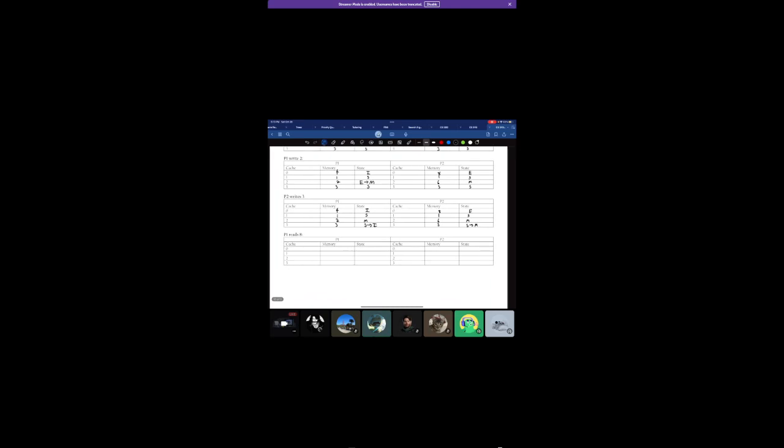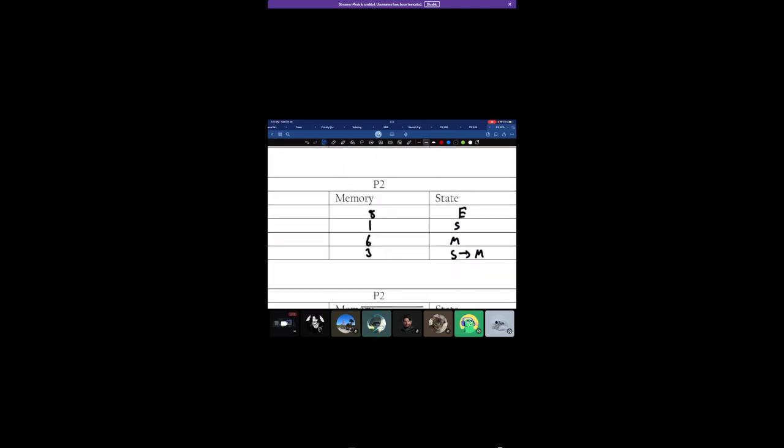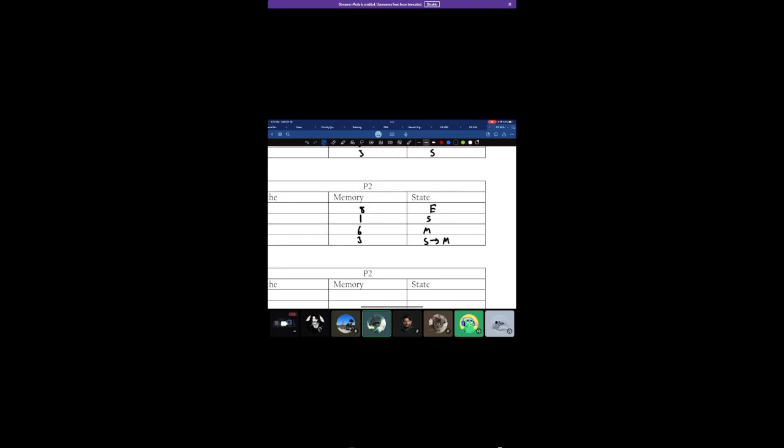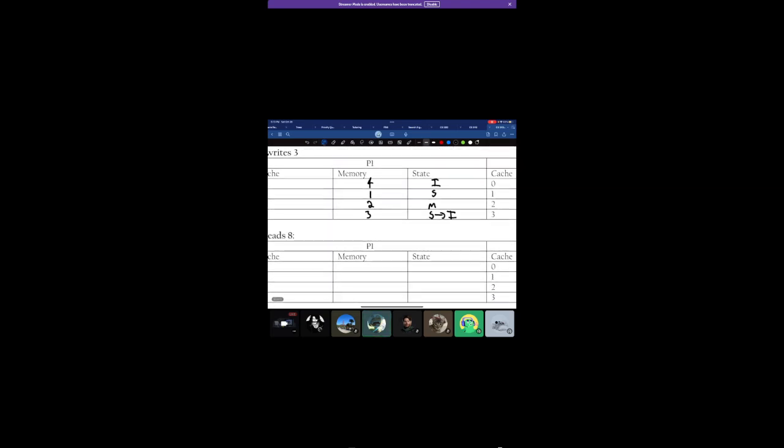Now, here, processor 1 reads the value 8. We see processor 2, we do have 8. And it's exclusive. Processor 1, we don't. So we have to find somewhere to put address 8 in processor 1 with direct mapping. So what's 8 mod 4? 0. So 8's going to go here. And we can fill in the rest here.